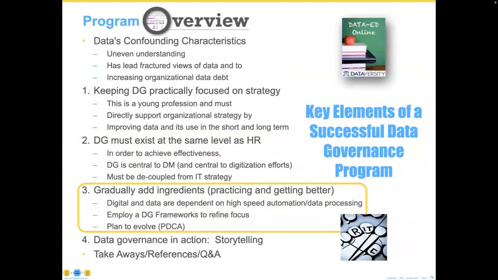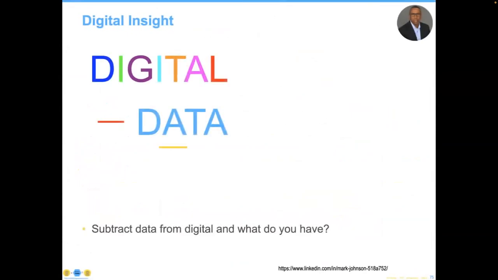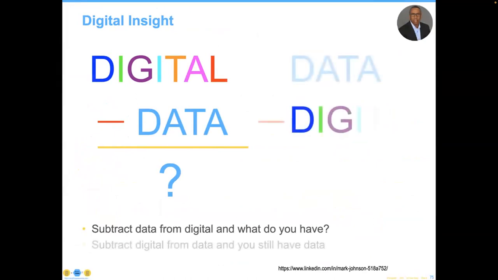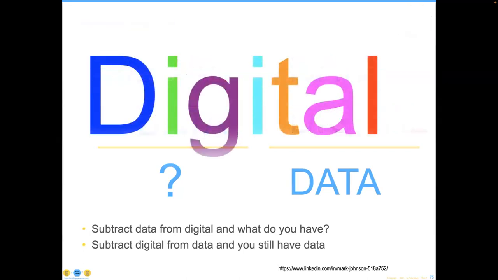The third component is to add ingredients slowly but steadily. And I just want you to do a little bit of a digital insight with me, courtesy of our friend Mark Johnson. We were doodling on a Zoom call one day, and he doodles and says, you know, I see that if I subtract data from digital, I'm not sure what I get. But I do see that if I subtract digital from data, I still have the data left over.